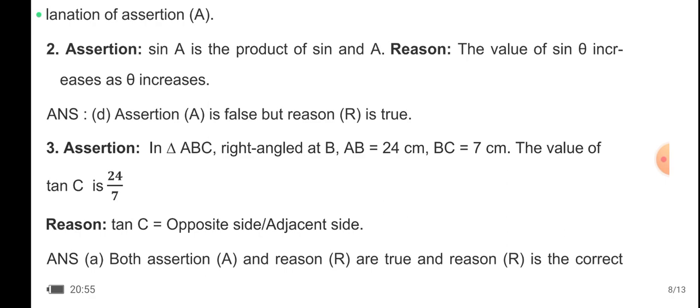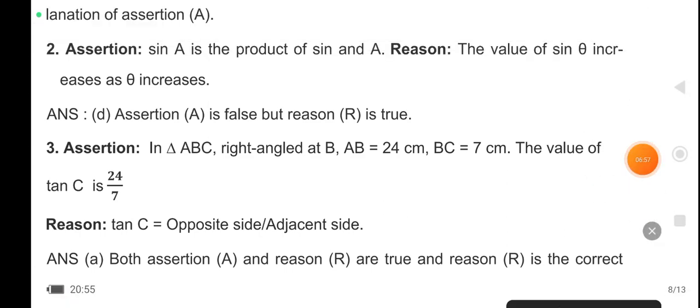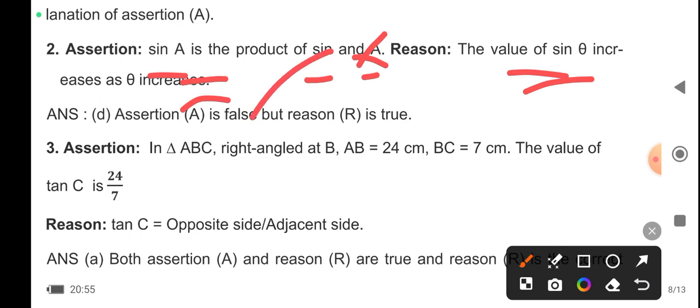Then this is there even in our book, the 22nd question. Sin A is the product of sin and A? Sin into A, sin A, they are asking? No. So the assertion is false. The value of sin theta increases when theta increases, I asked. Yes, it's correct. A is false, R is true. Correct. Kindly check.